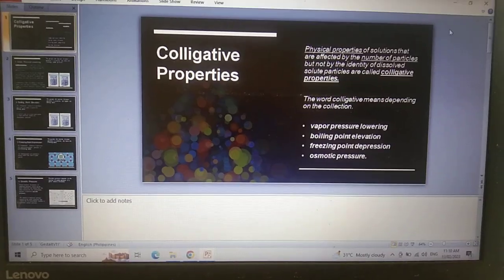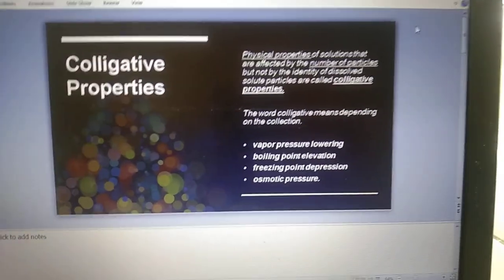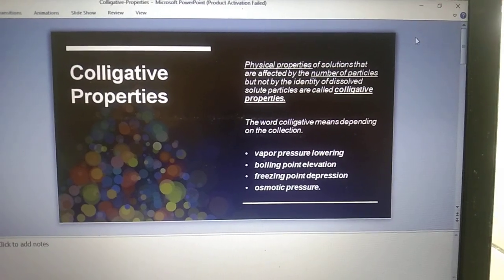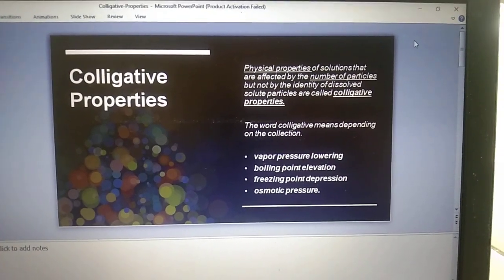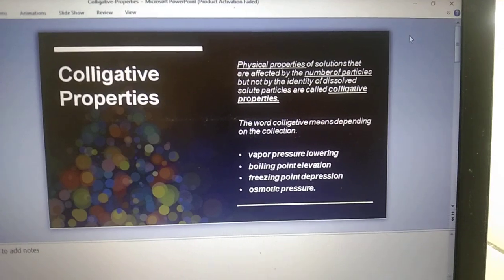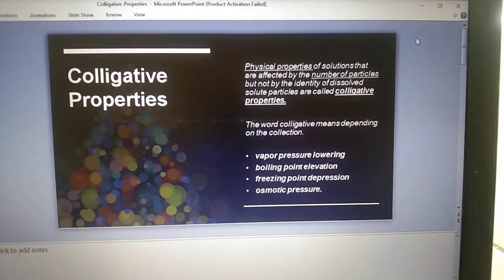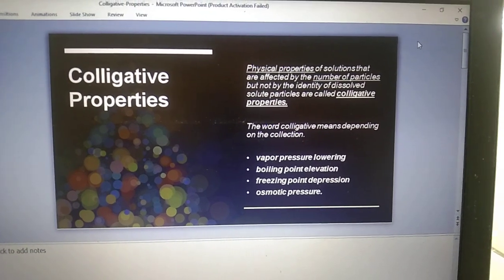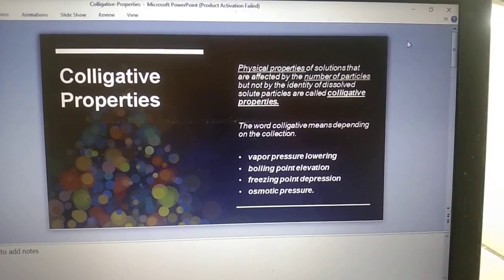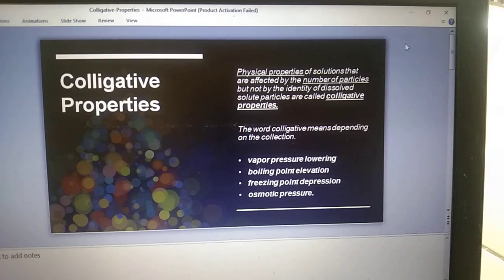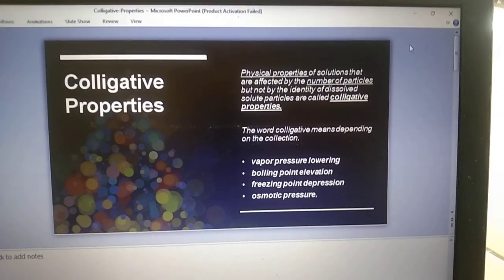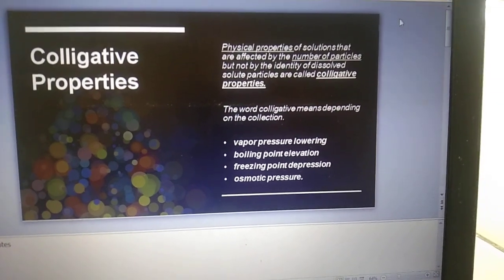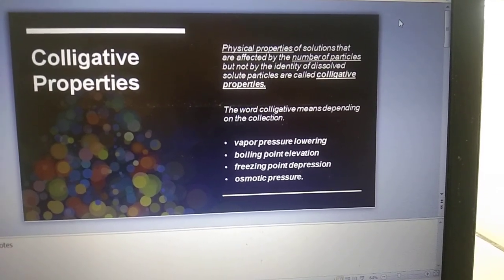So basically, when we say colligative property, it is the physical property of a solution that is affected by the number of particles. It is not the identity of the solutes, but more on the number of particles. So these are the physical properties. The word colligative means depending on the collection.